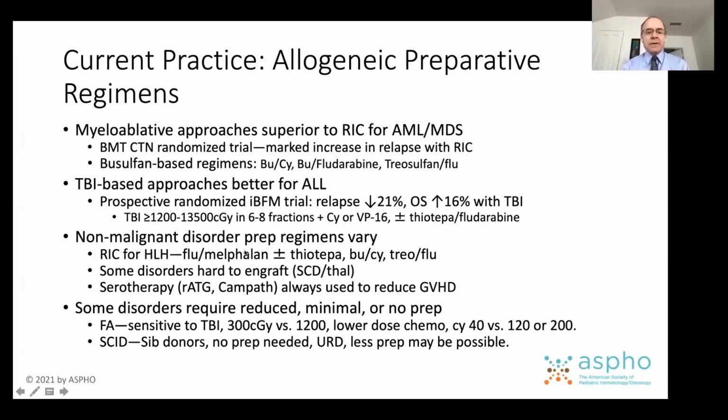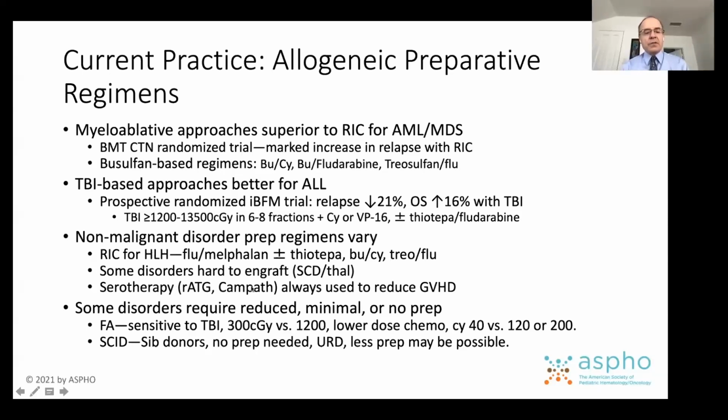For non-malignant disorders, the preps vary significantly. Some patients will receive reduced intensity approaches, fludarabine, melphalan plus or minus thiotepa for HLH. Bu/Cy is used for a lot. Treo/Flu is used. Many disorders, though, in the non-malignant category are really difficult to engraft, so it's a challenge. Sickle cell disease and thalassemia can really be a challenge to engraft. So you have to walk a careful line with toxicity.